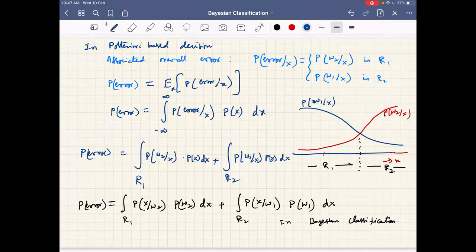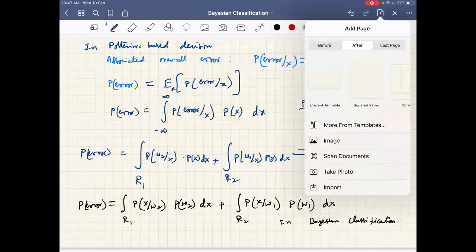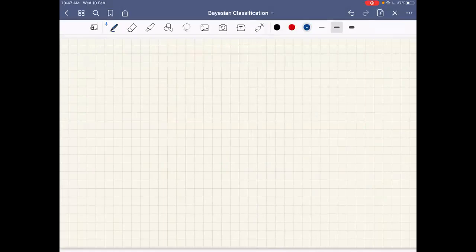Now, in most of the problems, you may need to expand this as well and show that expansion. So let us take a two-dimensional example. In this two-dimensional example, assume that p of x given omega 1, I will not solve as usual. I will give some directions and give final answers.